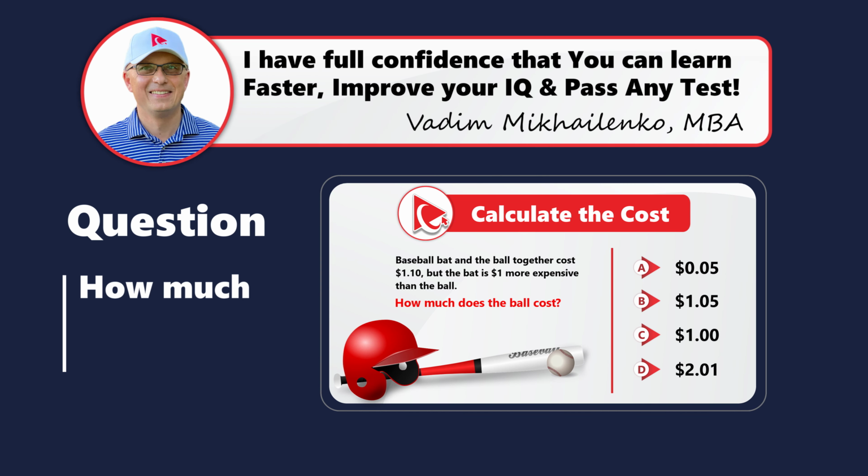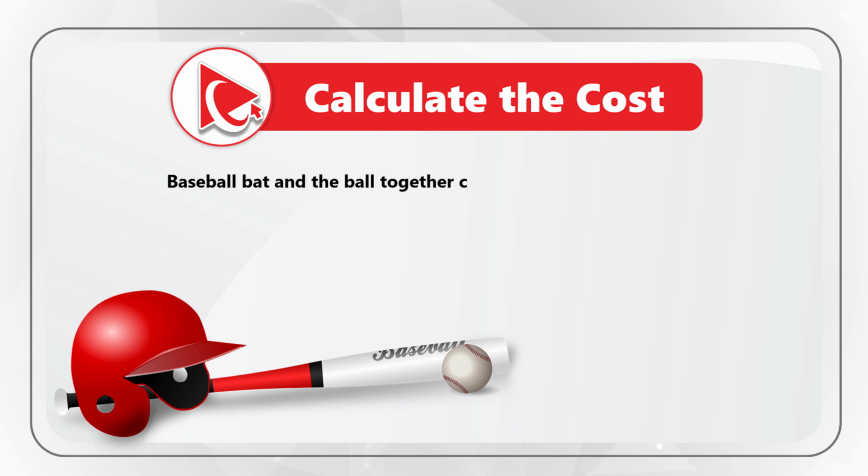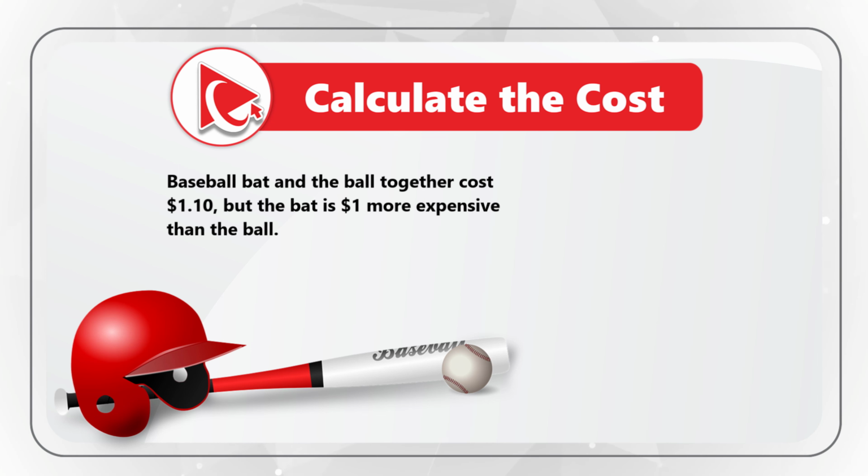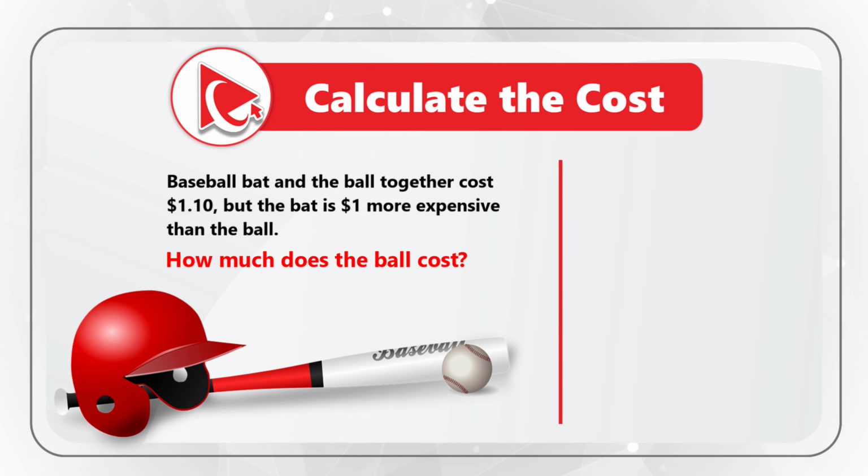This is one of my favorite questions because it tests a variety of different skills on the test. A baseball bat and the ball together cost $1.10. But the bat is $1 more expensive than the ball. How much does the ball cost? You need to select 1 out of 4 possible choices.